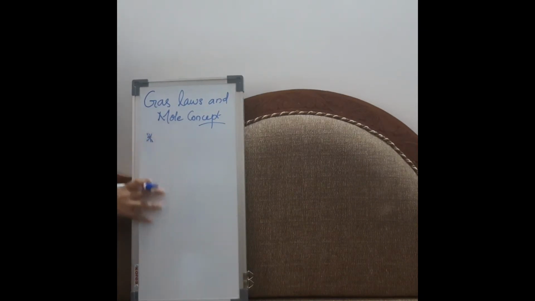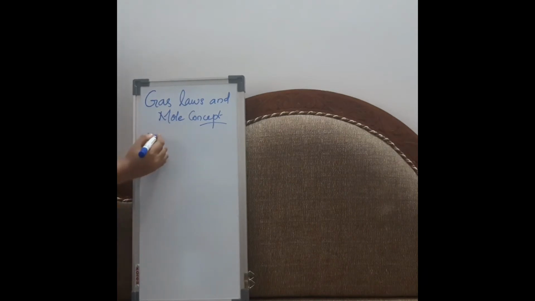I think this is a little bit tough chapter compared to the first one, but the first portion of the chapter is very easy. The last portion is a little bit tough, but we can learn it easily. Anyway, the properties of the gases, there are 6 of them.